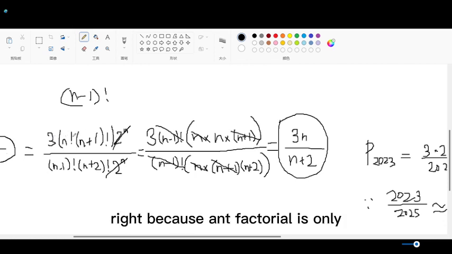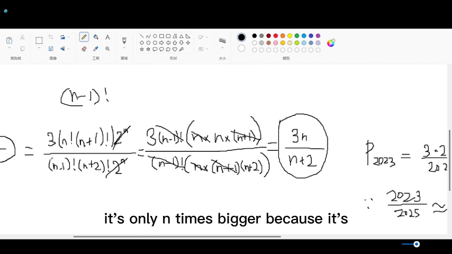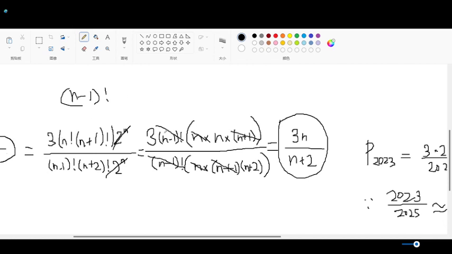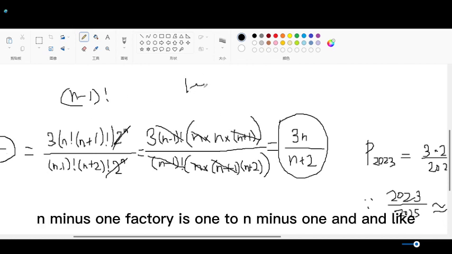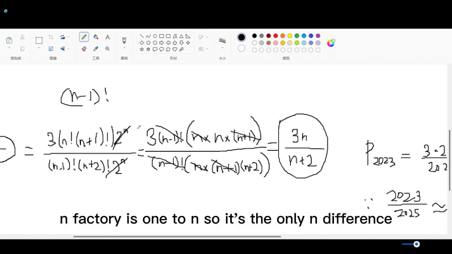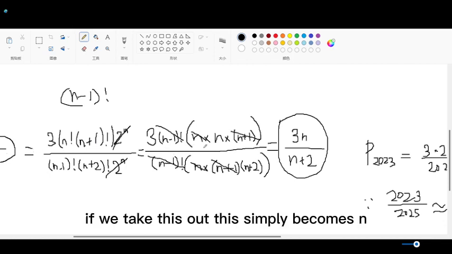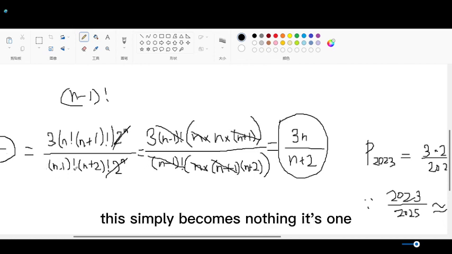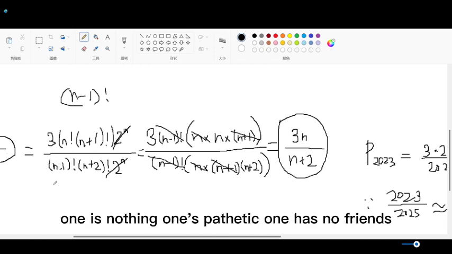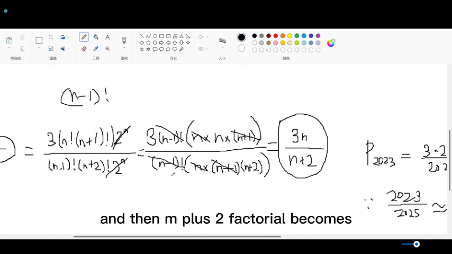Because n factorial is only n times bigger: n minus 1 factorial is 1 to n minus 1, and n factorial is 1 to n, so it's only an n difference. So if we take this out, this simply becomes n. This simply becomes n times n plus 1. This simply becomes nothing. It's 1. 1 is nothing. 1 has no friends. And then n plus 2 factorial becomes n times n plus 1 times n plus 2.